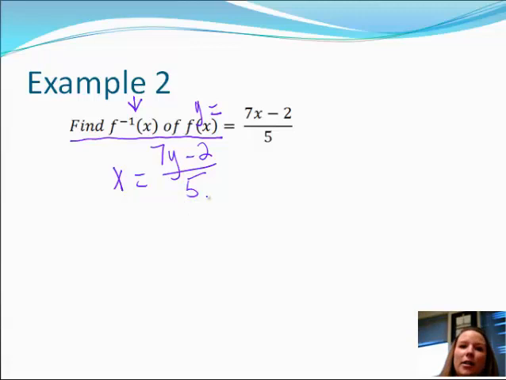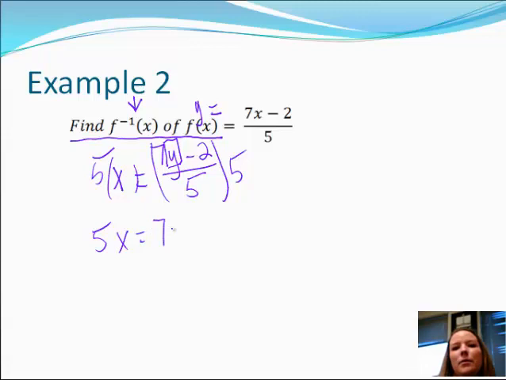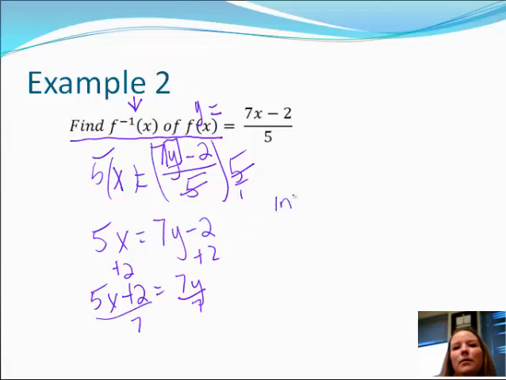Because we're wanting to get y by itself, to undo this fraction, I multiply both sides by 5 because it's being divided. So I would have 5x is equal to 7y minus 2. These cancel out because this is over 1. Then I would add 2 to both sides, so 5x plus 2 equals 7y. Then I would divide each side by 7. So my final inverse, or f inverse of x, would be equal to 5x plus 2 divided by 7.